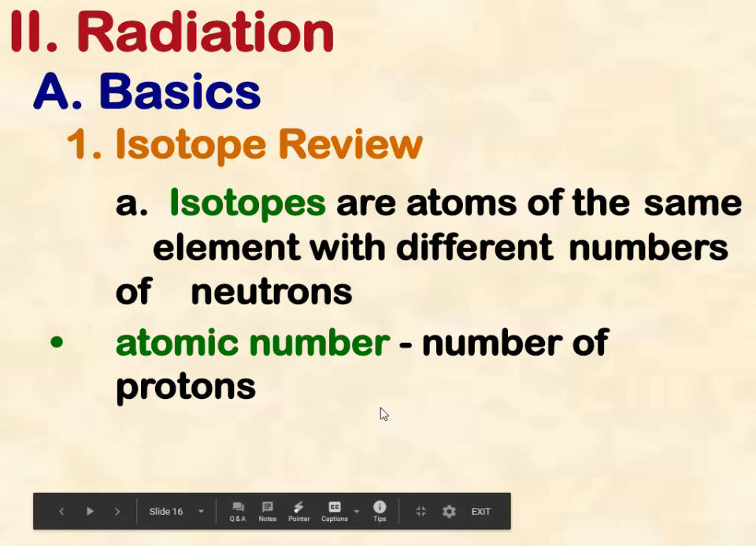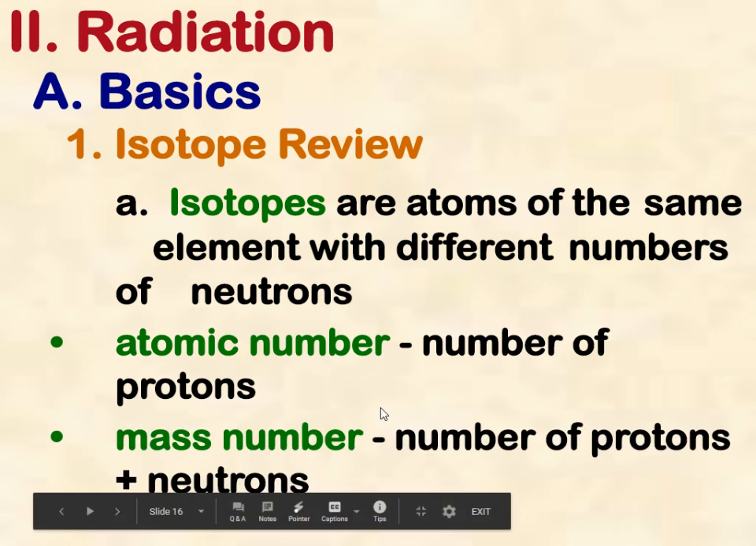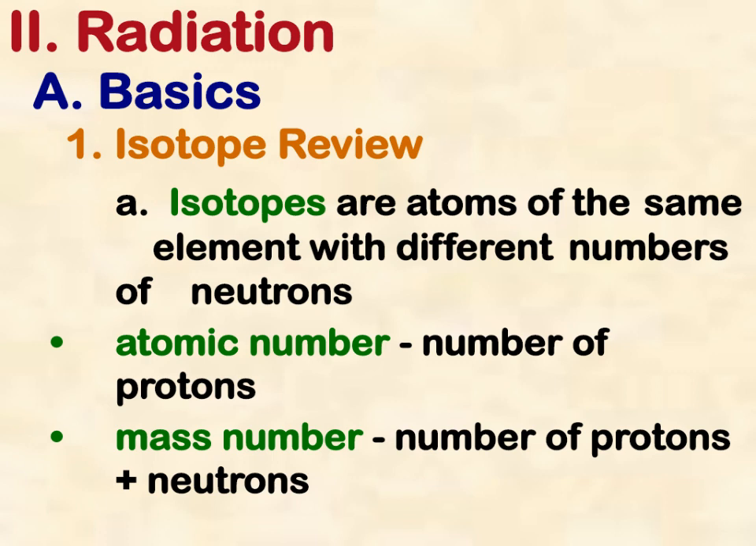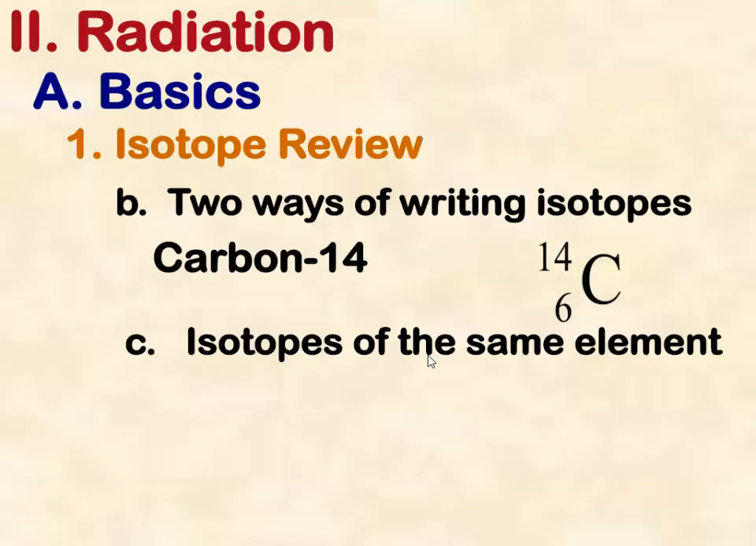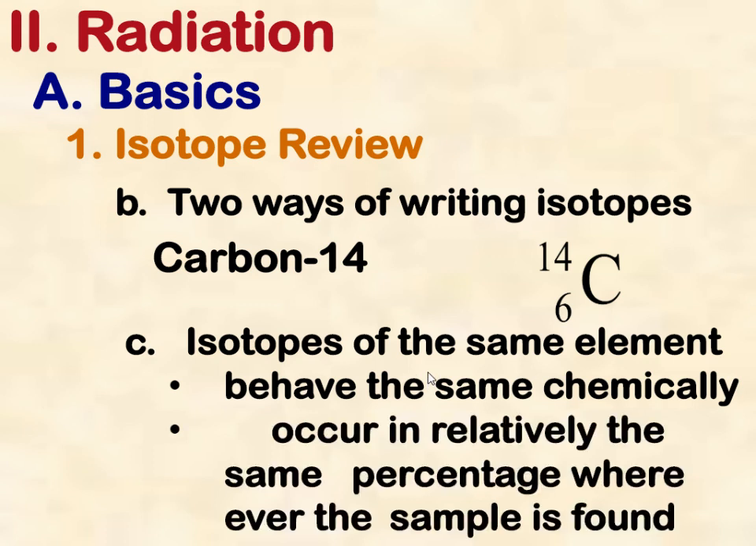So, atomic number is your number of protons. Your mass number is the number of protons and neutrons. So, your isotopes are going to have different mass numbers than your regular ones that you see on the periodic table. Two ways of writing the isotope are carbon-14, or 14C over your atomic number, 6. Isotopes are the same element, they behave the same way, they are just found differently in the environment. They are also found differently in different types of reactions.